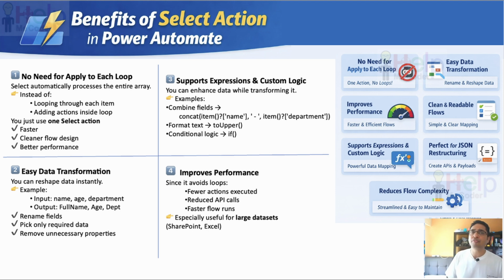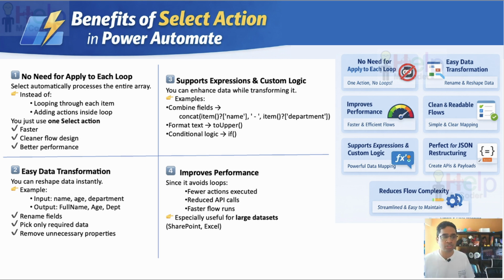Now, what are the benefits of the select action in Power Automate? We have a lot of benefits shown on the right-hand side, but I have covered the 4 major benefits. One is you don't need to use the apply to each loop. We have been using apply to each until now to iterate through all those items and do the data transformation. We don't need to loop through each item like we have been doing. This will make your flow faster, the flow design much cleaner, and give you better performance.